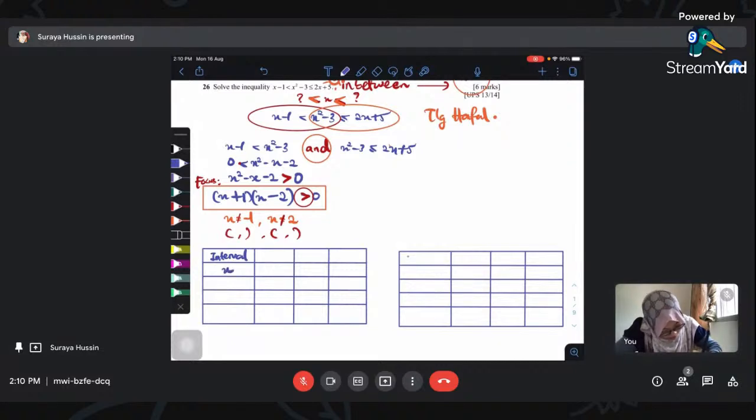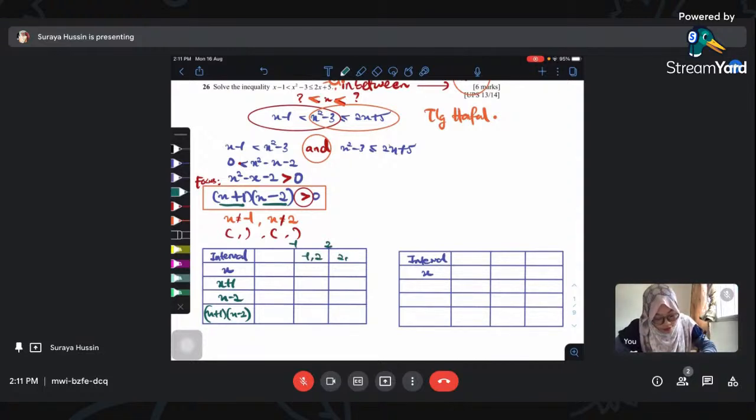Write down X. And then here you write down your linear x plus 1 and x minus 2. Ni yang saya tengah tuliskan. And then here x plus 1, x minus 2. So dekat sini nilai kamu adalah -1 dan 2. So your value, this is your interval.